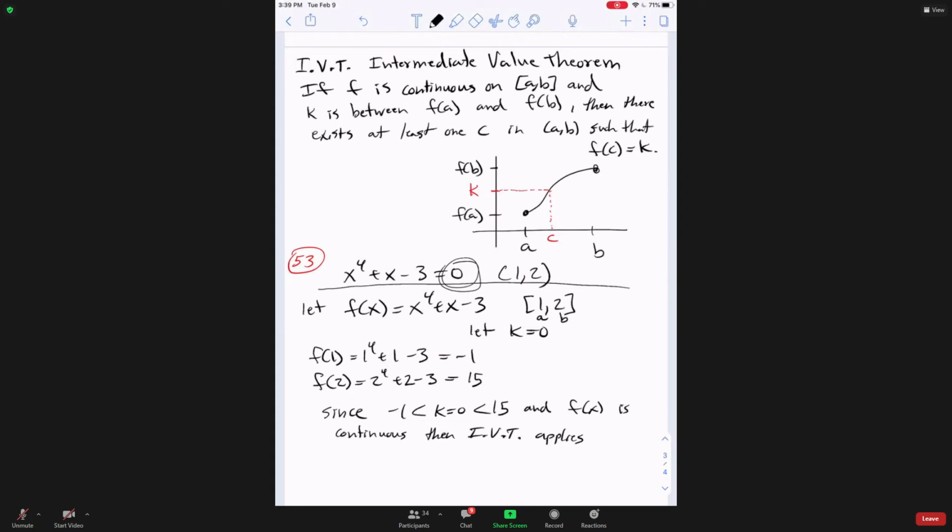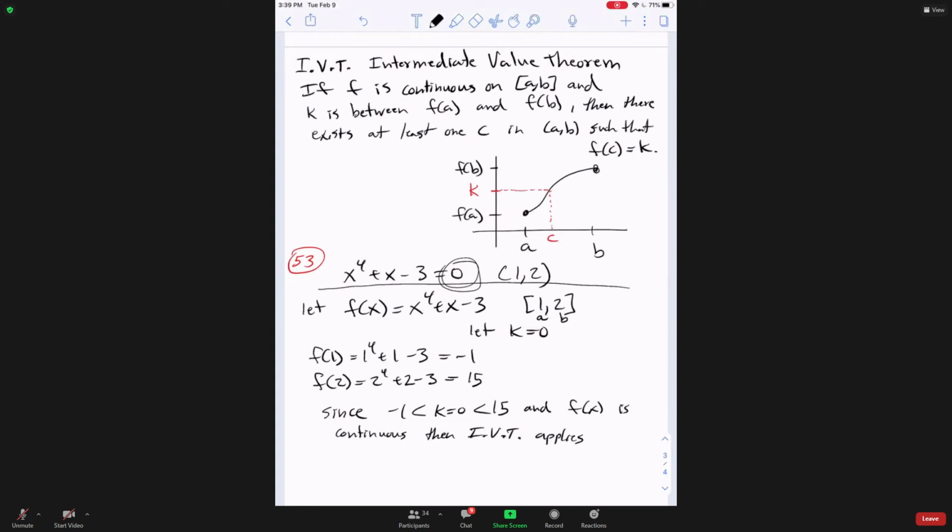Did you guys all catch that? No, you didn't, because you didn't say anything. We caught it, but are you choosing k to be 0 just because this polynomial is equal to 0, or could you choose whatever you want? No, that's exactly why. So as long as k is between f of a and f of b, we can use the intermediate value theorem. In this case, 0 is between negative 1 and 15. If it wasn't, then we can't use the intermediate value theorem.